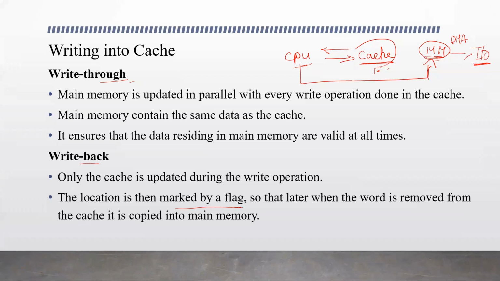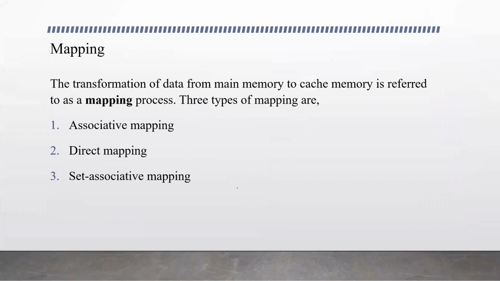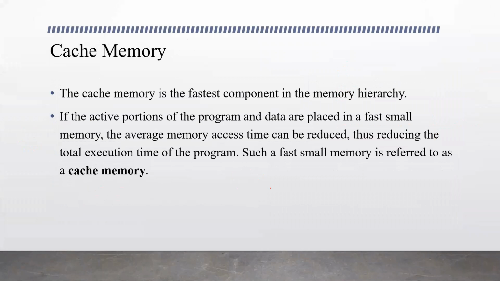That's about cache memory. Cache memory is the fastest memory in the main memory hierarchy. In computers, cache memory is maintained to speed up the process of CPU.